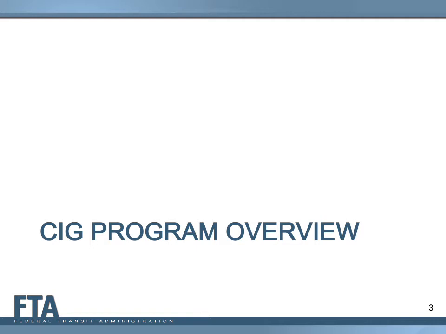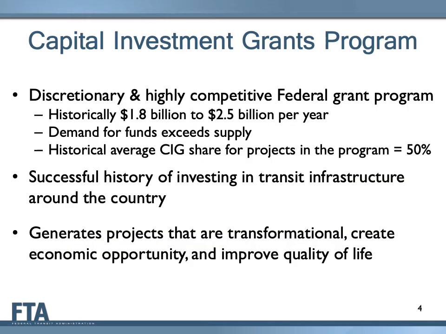First, let's start with a brief overview of the Capital Investment Grants Program. The CIG program is a competitive discretionary grant program funded from the General Fund of the Treasury. Unlike many other FTA grant programs, the funding is not tied to a funding formula in law. Congress decides through its annual appropriations process how much funding the CIG program receives each year. Historically, the CIG program has received between $1.8 and $2.5 billion per year in congressional appropriations. Demand for CIG funding greatly exceeds the funding available.